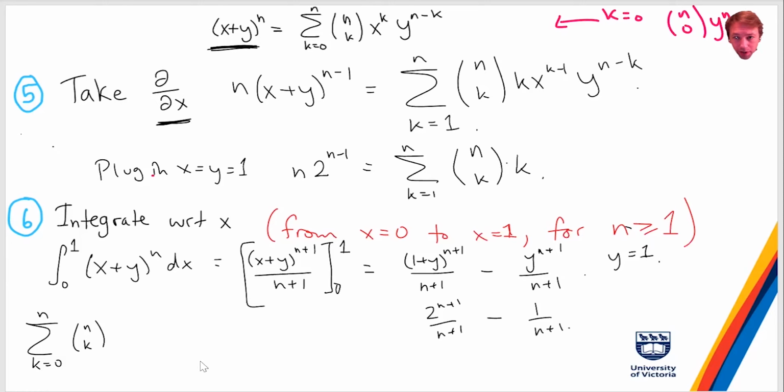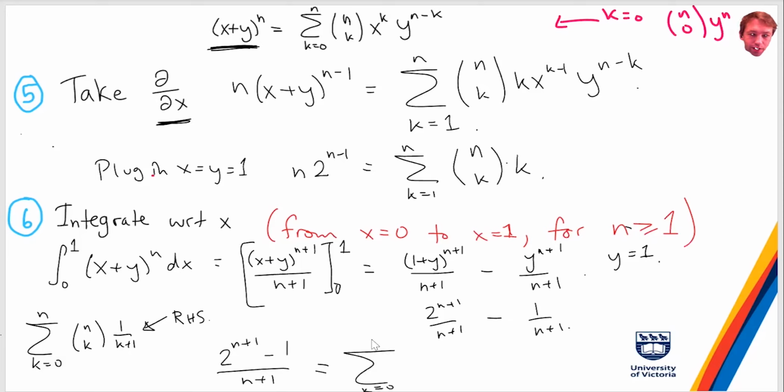If you integrate the other side, it's a little bit easier. And we're going to set y equals 1. So if I integrate x to the k, I get x to the k plus 1 over k plus 1. I'm going to evaluate that at 1 and 0. The 0 will just give me 0. So I believe what you get here is just 1 over k plus 1. So this is integrating the right-hand side and setting y equals 1.